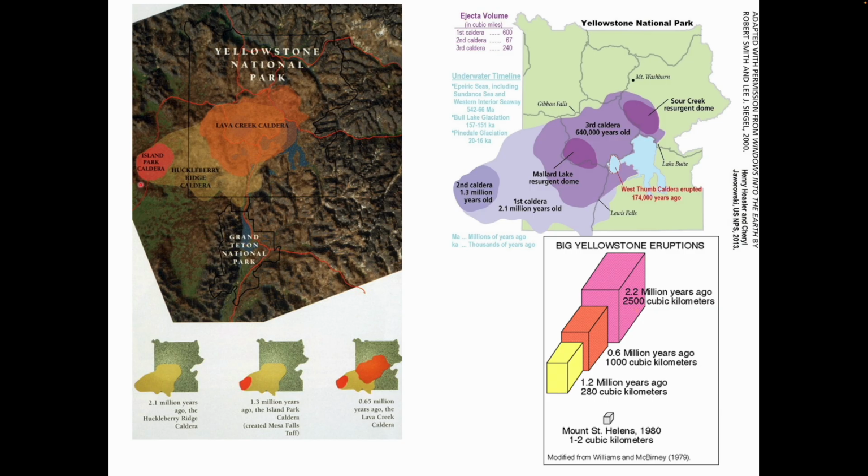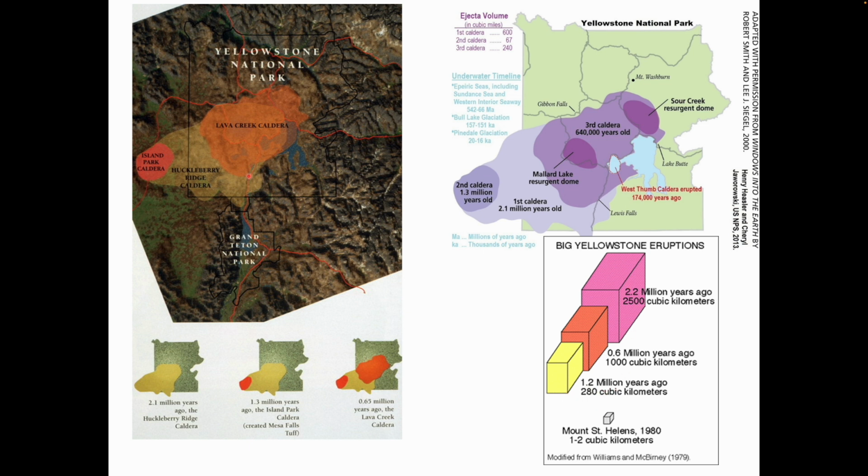The second caldera in Yellowstone, the Island Park caldera, which is a little bit to the west of the modern boundary of Yellowstone National Park, it was a little bit smaller. It erupted 1.2 to 1.3 million years ago, and it erupted about 280 cubic kilometers of ash. So that's about 10% the size of Huckleberry Ridge.